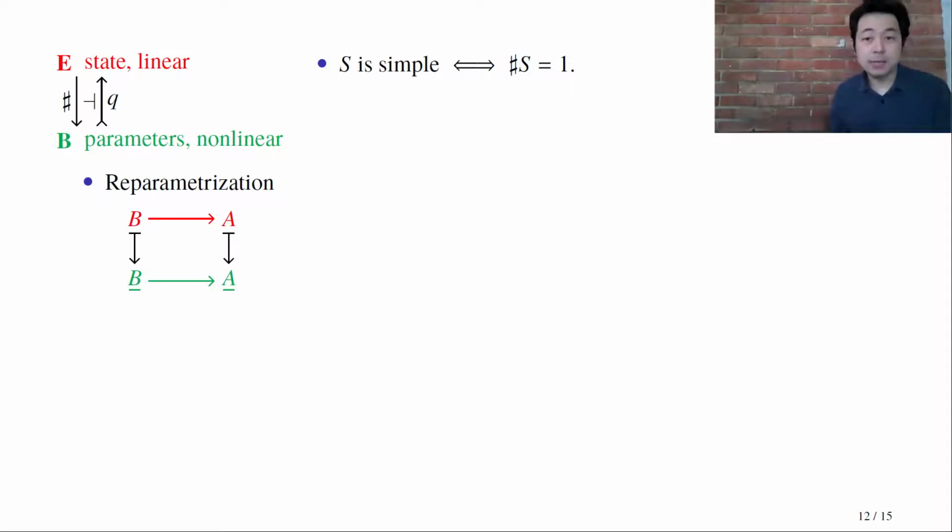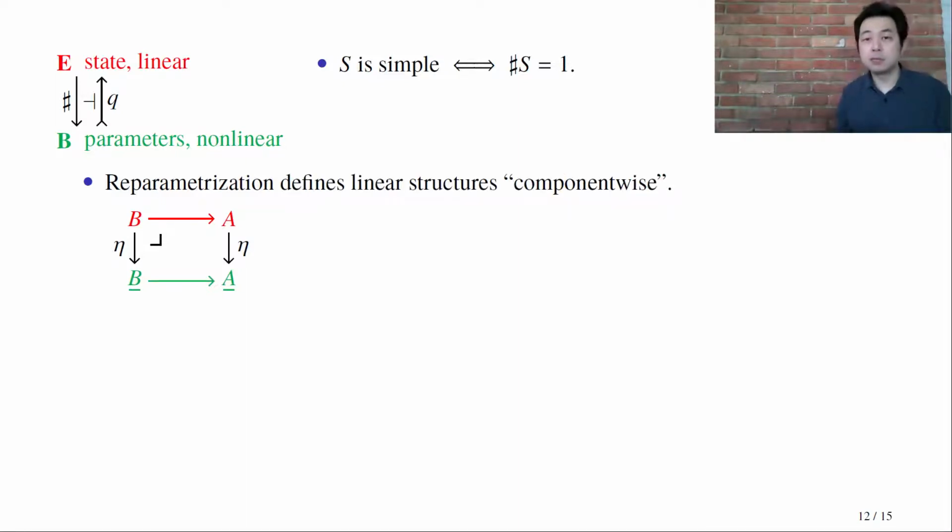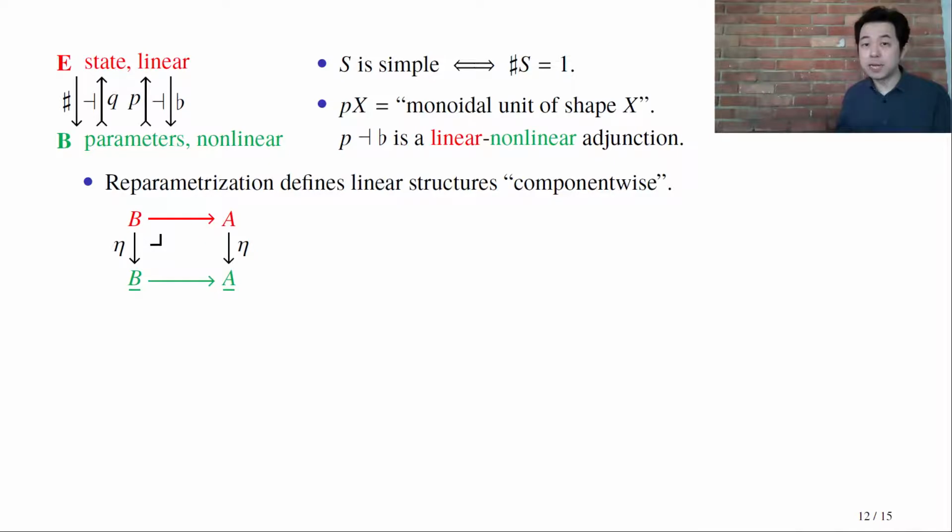An important idea is that we can think of the lifting of a parameter map, or the pullback along the parameter map, as reparameterizing the components of the parameterized family A. So pullbacks define linear structures as if component-wise. Using this idea, we can define a functor P that gives to each parameter set the monoidal unit of its shape. When we further assume that P has a right adjoint, we end up with a linear-nonlinear adjunction in the usual sense, and we can use it to interpret the bang operator as well as boxing and unboxing.